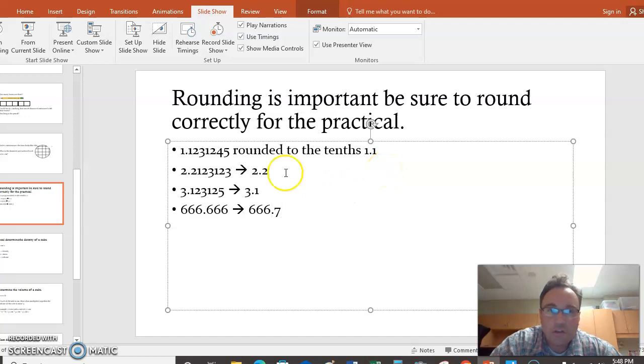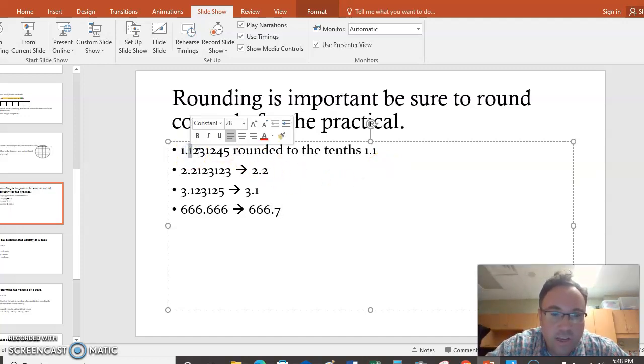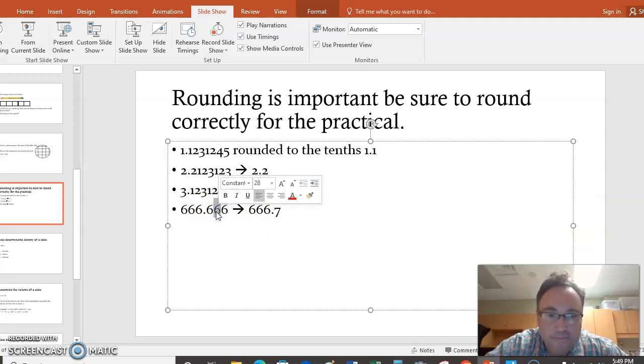6.7. Recall that this is the tenths place, and to round to the tenths, we look at the hundredths. If it's less than 5, we leave that number as it is. If it's greater than 5, it increases the next one. This last one was the only one with a hundredths place greater than 5, so in that case, we raise this one.